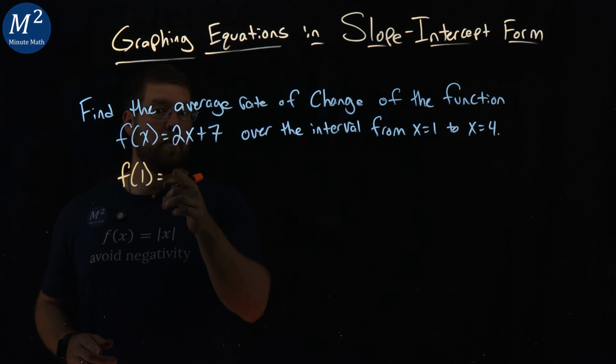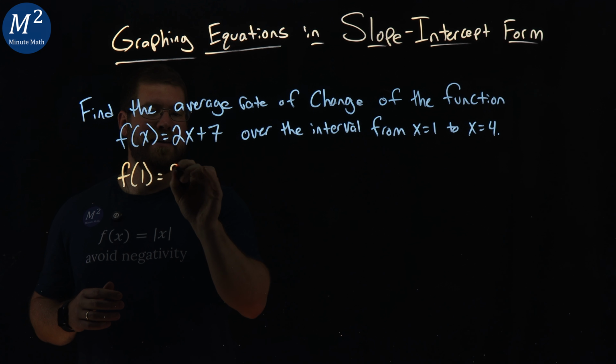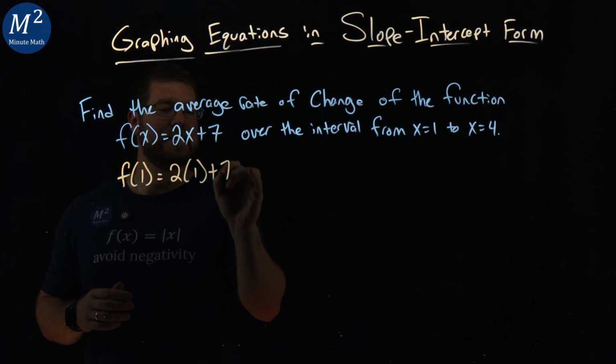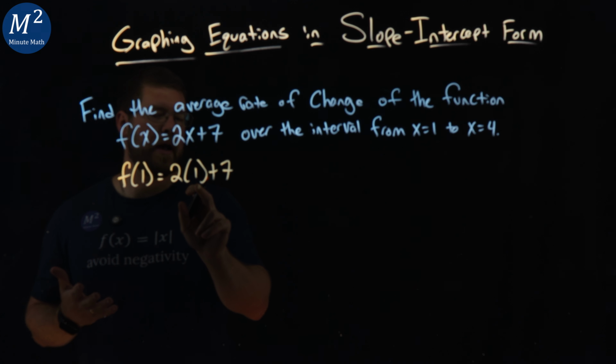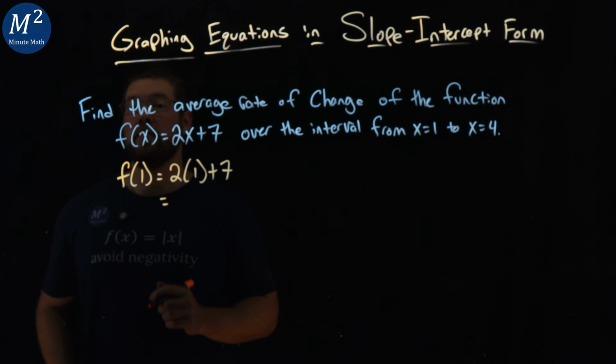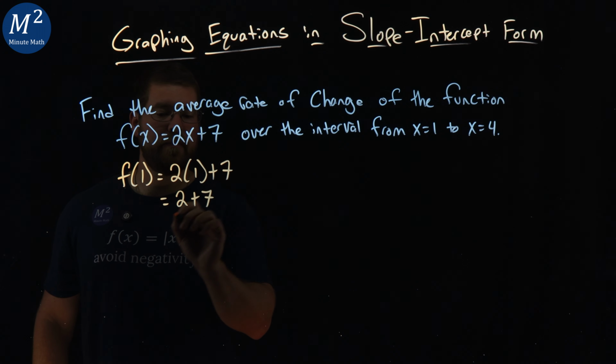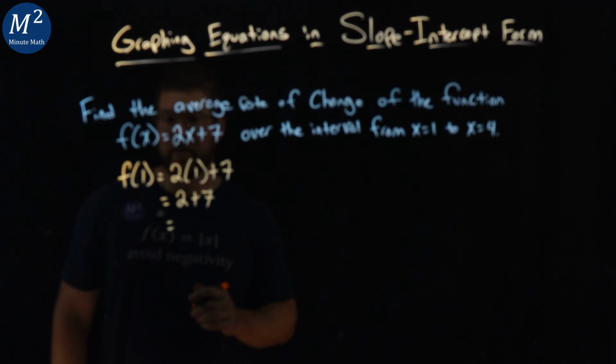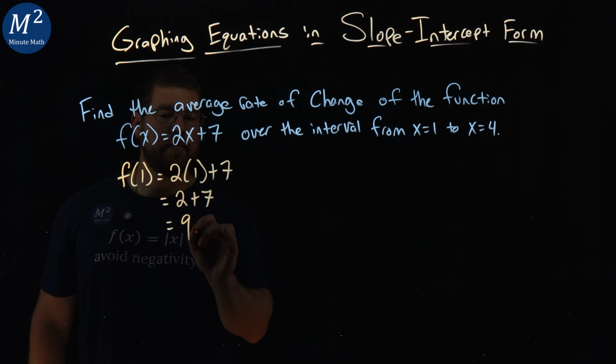Well, for f of 1, we plug 1 into our equation, and we have 2 times 1 plus 7. So x is 1, put 1 in for x. That simplifies. 2 times 1 is a 2, plus 7, and 2 plus 7 gives us a 9.